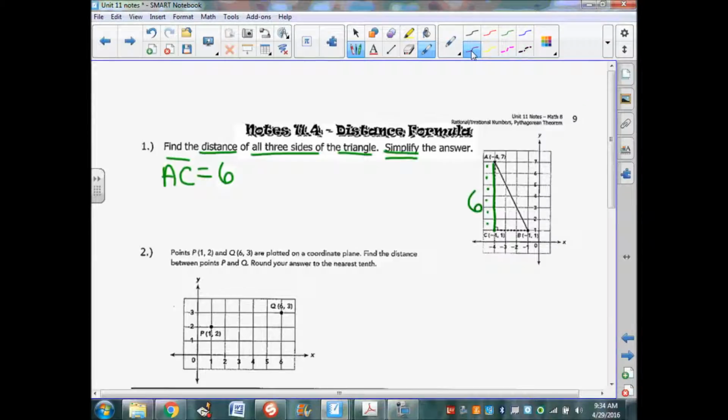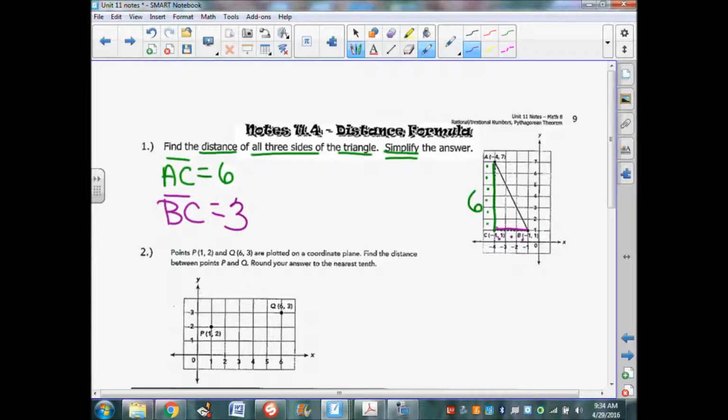Now I'm going to find side BC. That's a nice horizontal line, so I can do the same thing to find the length of BC. So go ahead, count that up. And we know that it's 1, 2, 3.